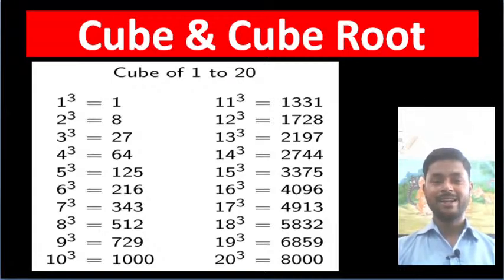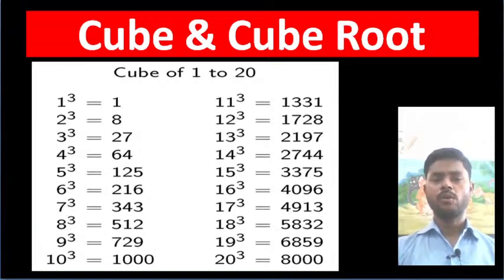So once again, we are going to revise all these cubes from 1 to 10. 1000 is the cube of 10. 729 is the cube of 9. 512 is the cube of 8. 343 is the cube of 7. 216 is the cube of 6, 125 is the cube of 5, 64 is the cube of 4, 27 is the cube of 3, 8 is the cube of 2, and 1 is the cube of 1. So these are cubes from 1 to 10.